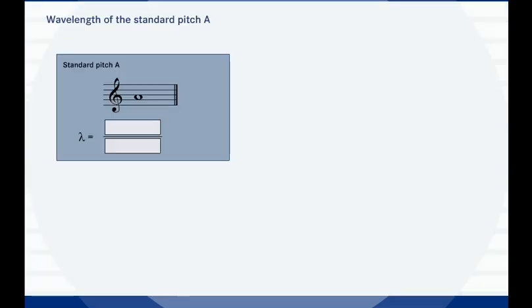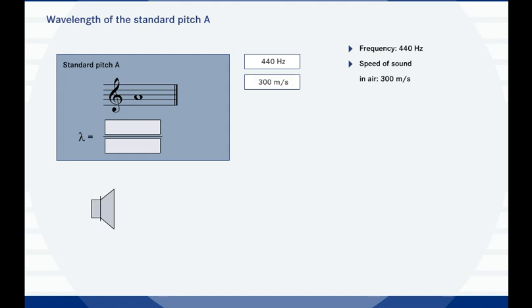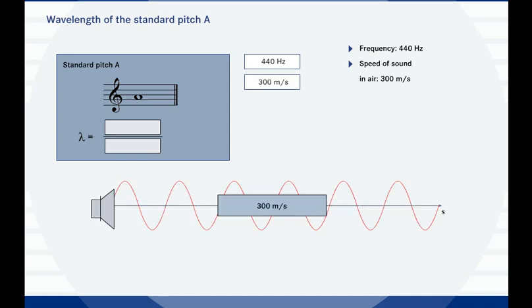The standard pitch A is used to tune musical instruments. Its wavelength can be calculated using the formula mentioned before. The frequency of the standard pitch A is 440 Hz. The wave travels at the speed of sound. The speed of sound is around 300 meters per second in air. Now arrange the figures for frequency and speed correctly in the formula and click on OK to calculate the wavelength.